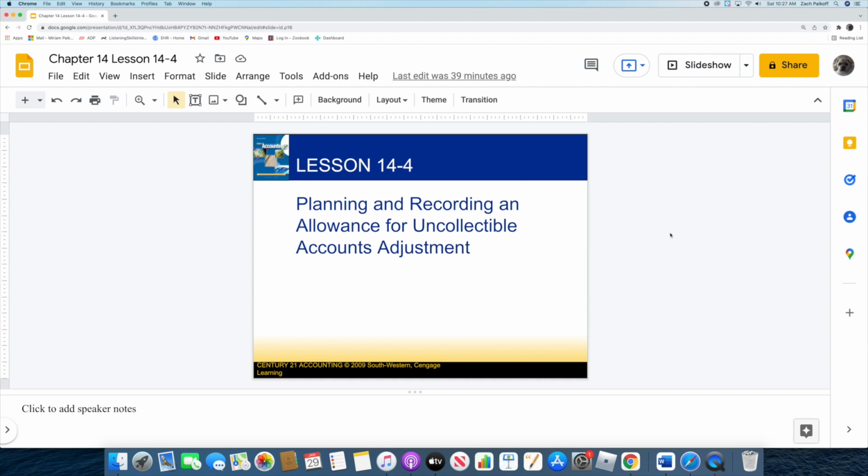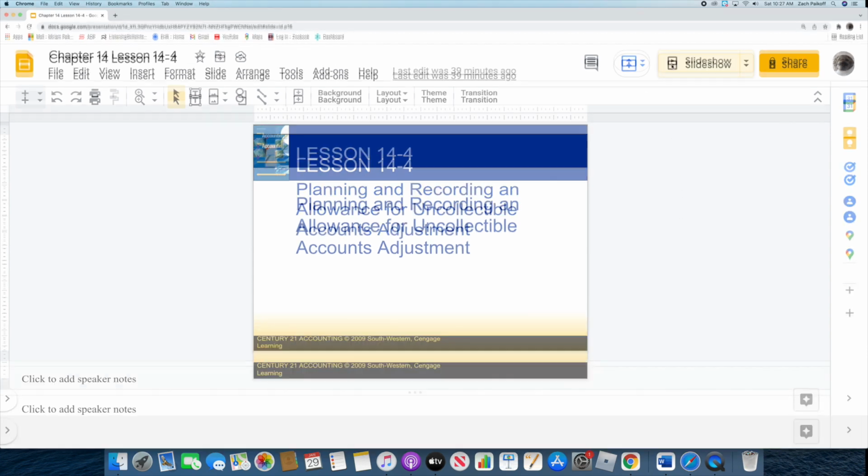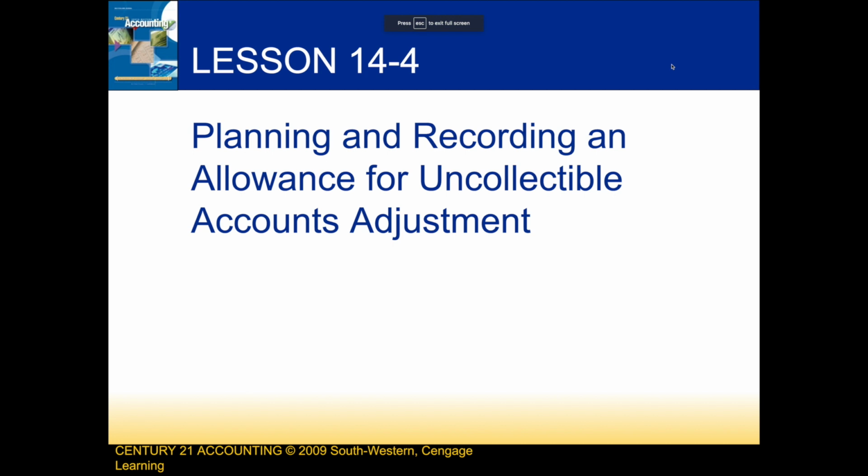Okay, so as I had stated before, I'm going to be going over the 14-4 text, which is the fourth lesson in chapter 14. And in this lesson, we will be learning about planning and recording an allowance for uncollectible accounts adjustment.